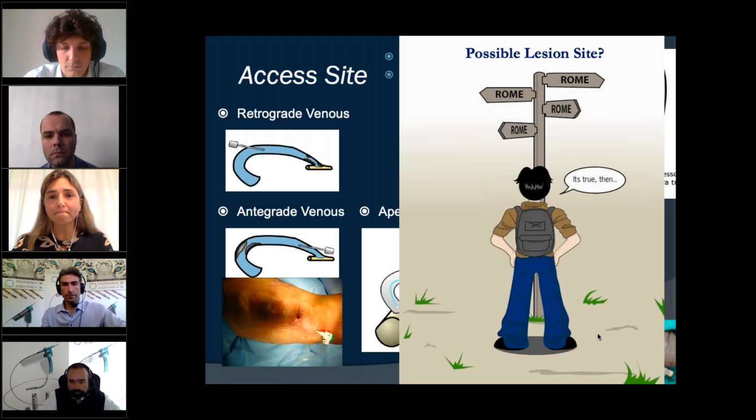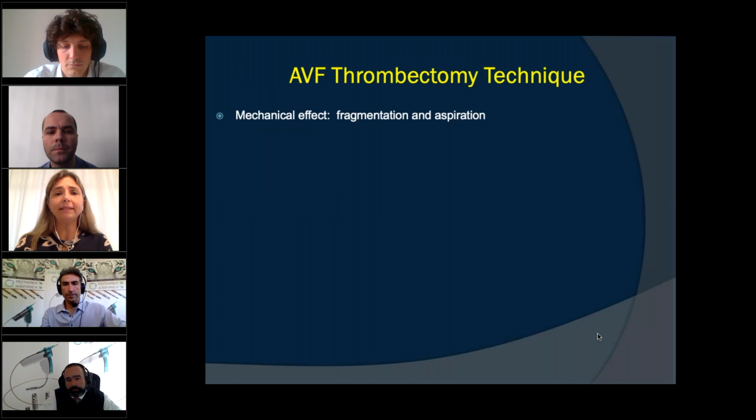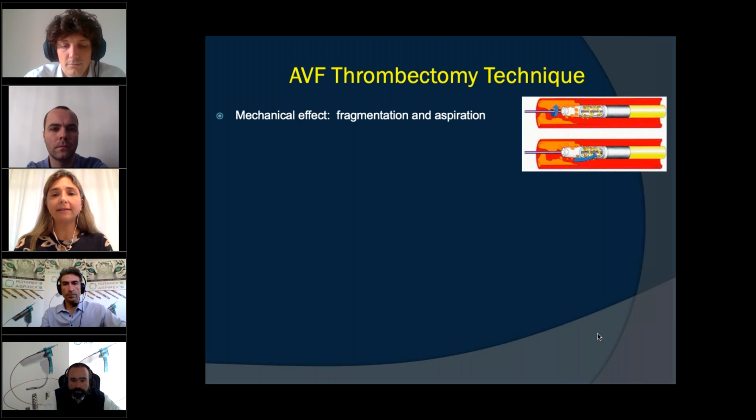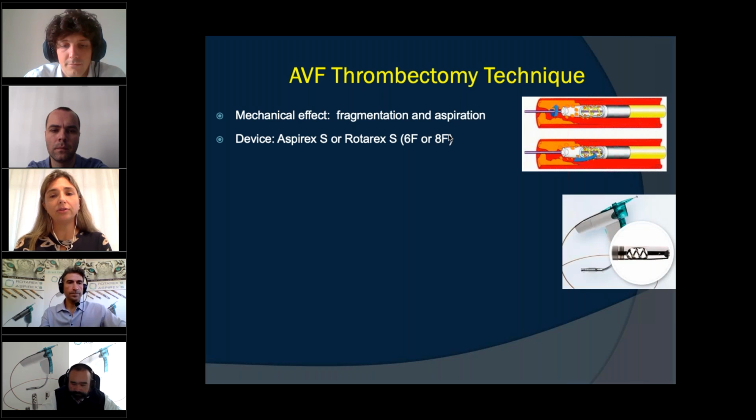So the first thing you have to think about for the access site is where the possible lesion site is, to choose the simplest access site and the lowest morbidity site. Considering the thrombectomy technique, we have two mechanical effects of the device: the fragmentation of thrombus and aspiration. The devices used are Aspirex or Rotarex, either the 6 French or 8 French device.